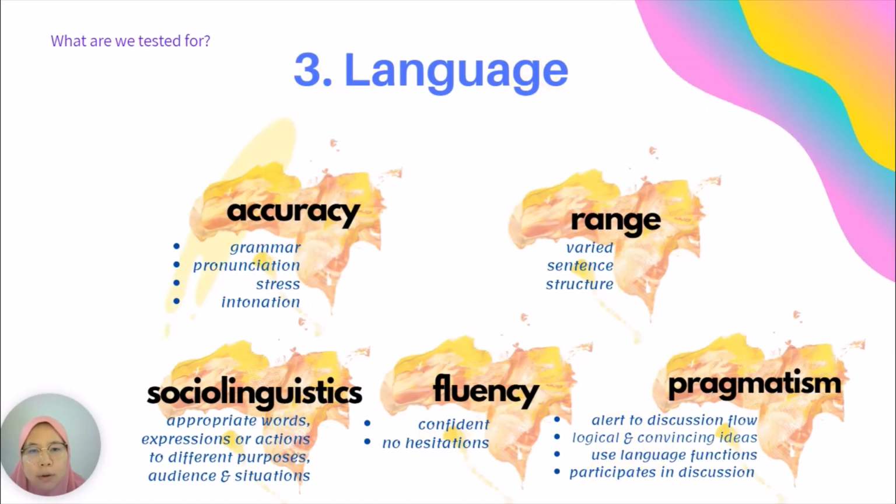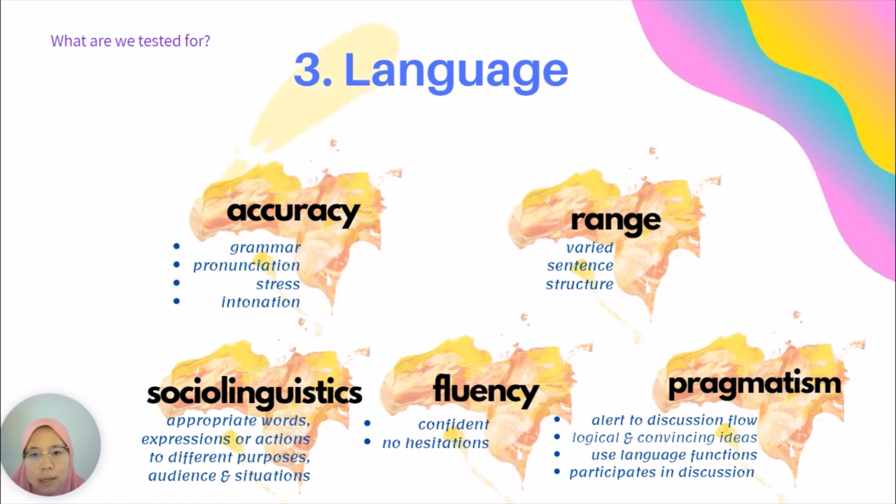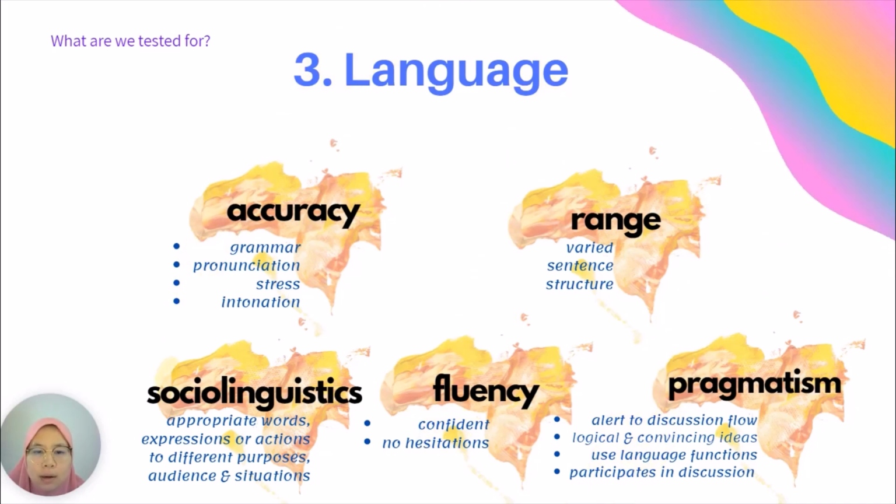Third, you'll be tested for language. The aspects of language can range from accuracy, whether you're using long or short sentences equally, whether you're fluent and confident. And in terms of sociolinguistics, is the language that we use in different social settings. For example, in a group discussion, they'll be looking at how you start a discussion, or how you express a disagreement, or present solutions, or persuade others to take your views, or how is your manner in taking turns during the discussion.